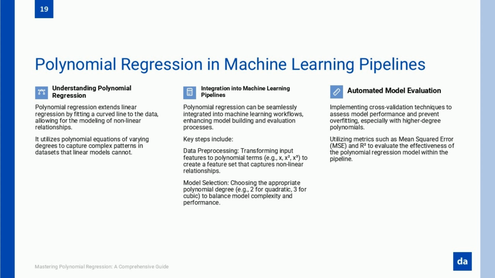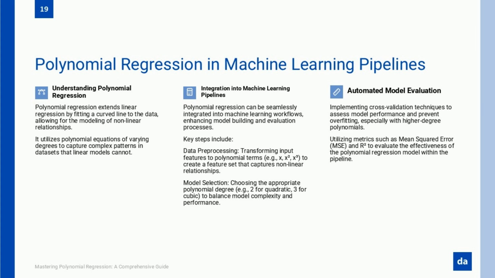Polynomial regression can be seamlessly integrated into machine learning pipelines, allowing for automated model building, selection, and evaluation. In real-world applications, polynomial regression is rarely used in isolation. Instead, it is part of a larger workflow that includes data preprocessing, feature transformation, hyperparameter tuning, and model evaluation. By incorporating polynomial regression into machine learning pipelines, we can automate the process of selecting the optimal polynomial degree, ensuring that models generalize well to unseen data.